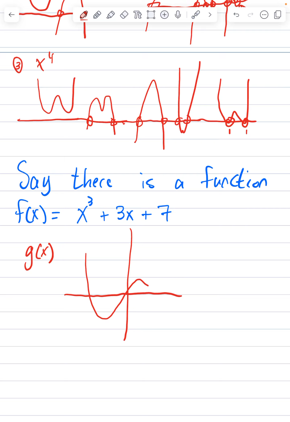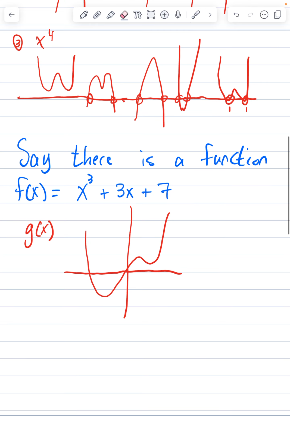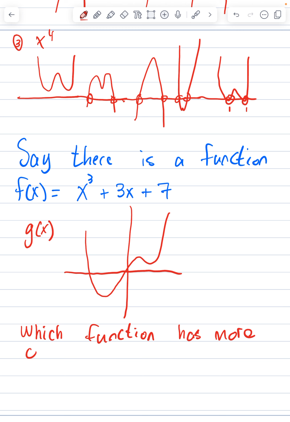All right? Maybe something like this. And then they'll ask you to describe the zeros, right? What kind of complex zeros? Which function has more complex zeros/roots, all right? Maybe a question like that.